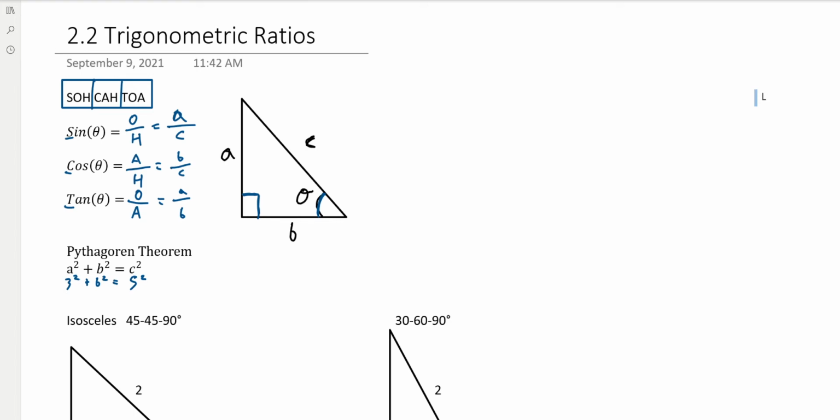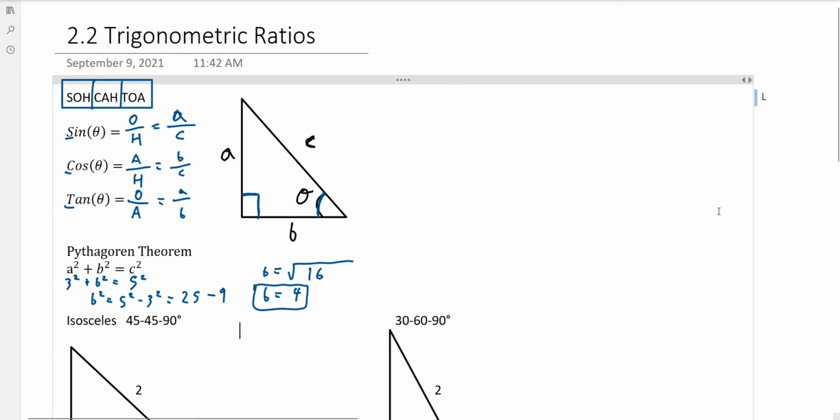So what would we do? Well, opposite operations to move the 3 squared over to the other side. So we'd be left with B squared on the one side and 5 squared minus 3 squared. If we were to simplify that, 25 minus 9. And so now we'd have B is the square root of 25 minus 9, which is the square root of 16. So B is 4. All right, so that's Pythagorean Theorem.